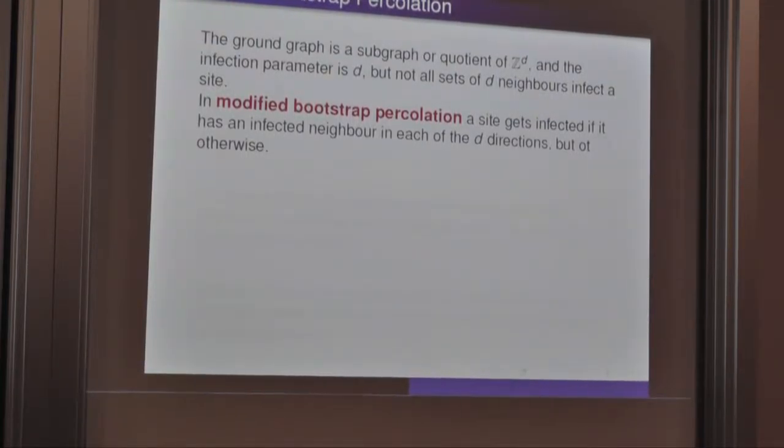The rules are similar to what we had, but the site will be infected if at least one of the two sides above it and below it is infected, and at least one of left and right is infected, and in front and behind. So in d dimensions we have these d pairs of neighbors, and every pair must have at least one infected. The cheapest way to infect a site is if it has d infected neighbors.